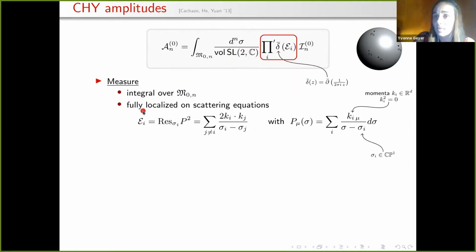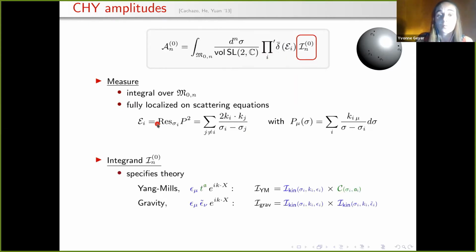Now, this part is actually universal for any massless field theory. You can prove that any amplitude can be written in this way. And what specifies the theory is this integrand, also called a worldsheet integrand if you want, I_n. Now, we'll be mainly focusing on two theories today, which are going to be Yang-Mills and gravity. And for Yang-Mills and gravity, it turns out that these integrands have a particularly simple form.